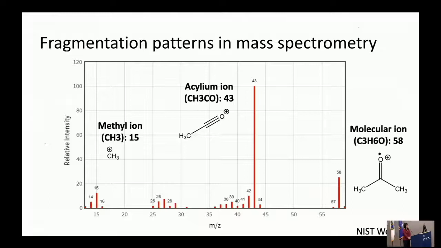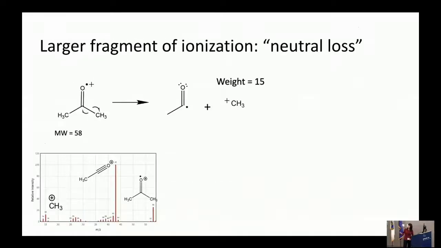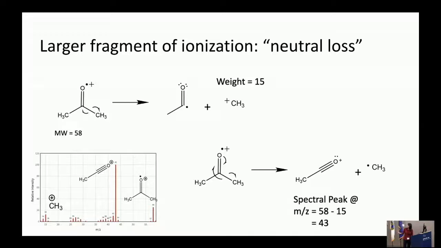So I'd like to take a moment then to talk about the importance of accounting for physical phenomena in your models. In mass spectrometry, you get two ions, right? It's possible to get both a small ion that corresponds to the actual fragment that's broken off. So in this case, we have a methyl group that's breaking off. If it gets a positive charge after the ionization event, then you have a peak at 15. But if the opposite happens, if the positive charge ends up on the larger fragment, then you get a peak at 58 minus 15, which is 43.